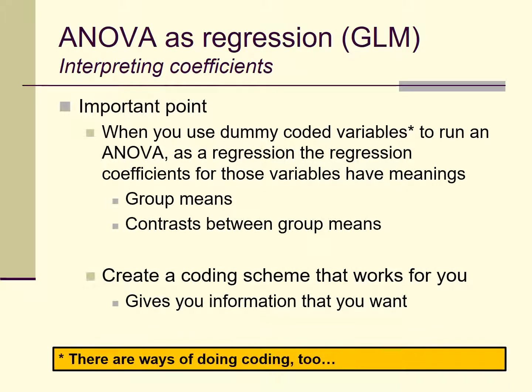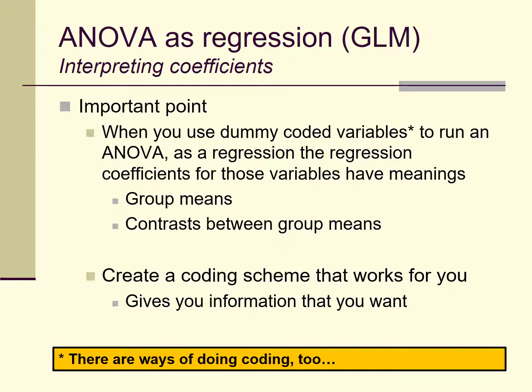So the important point here is that when you use dummy-coded variables to run an ANOVA as a regression, the regression coefficients for those variables have meaning. The meanings are either going to be group means or contrasts between group means. And so you have some flexibility here. You can create a coding scheme that gives you the contrasts you want.